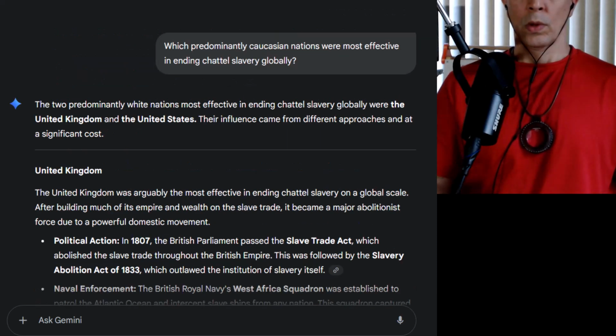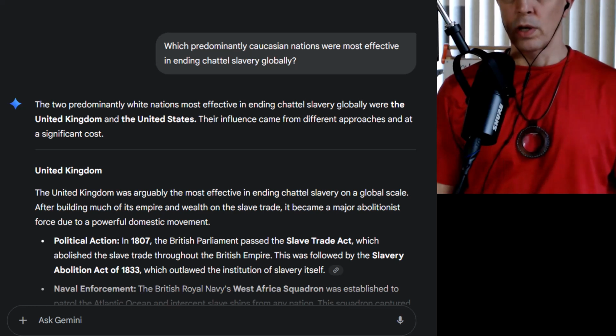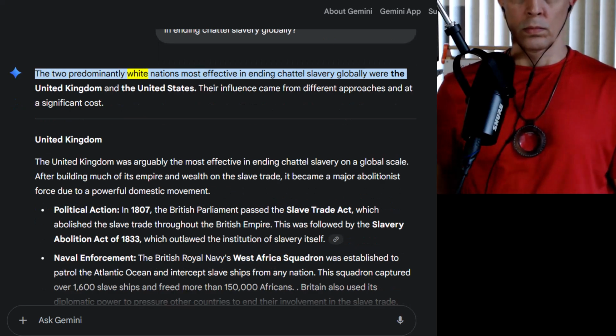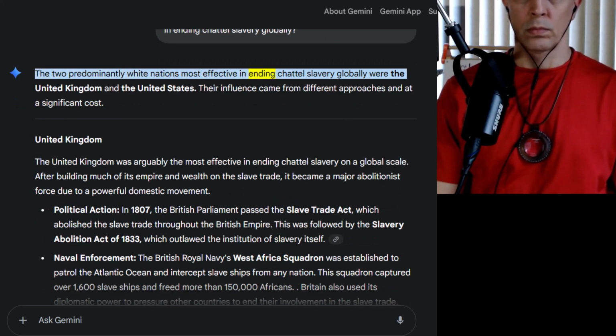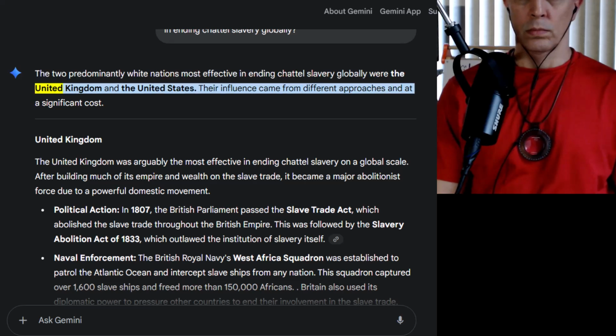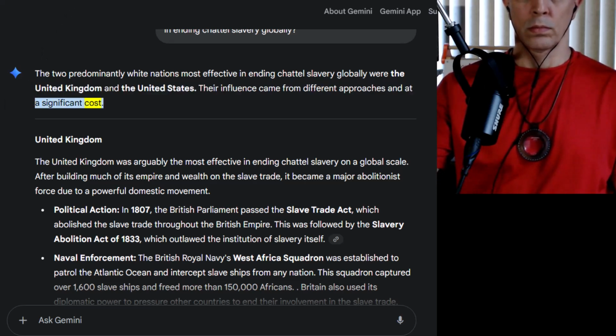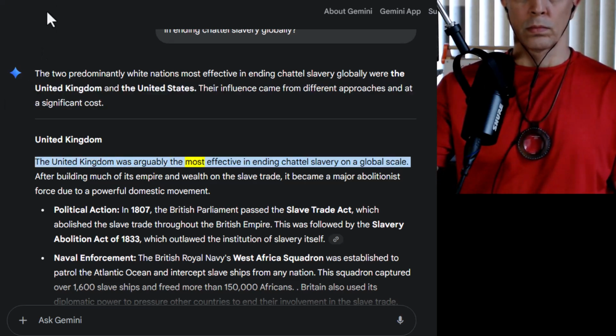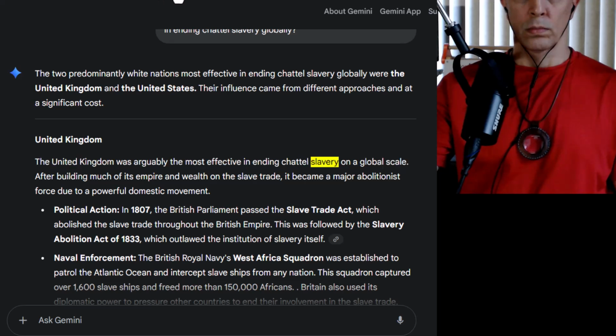Which predominantly Caucasian nations were most effective in ending chattel slavery globally? The two predominantly white nations most effective in ending chattel slavery globally were the United Kingdom and the United States. Their influence came from different approaches and at a significant cost. The United Kingdom was arguably the most effective in ending chattel slavery.